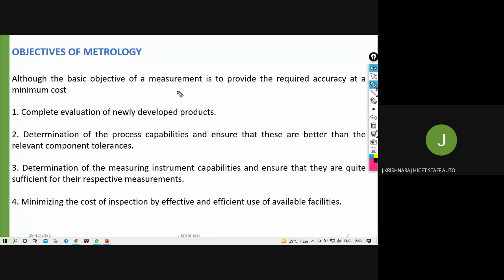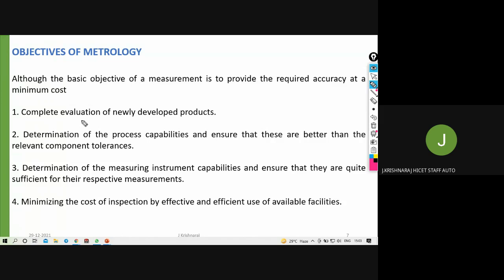So whatever the particular equipment is, it needs to provide accurate values with a minimum cost of production, and to complete the evaluation with newly developed products. We need to keep updating everything, so we cannot use the older things. They keep on measuring, even underwater measuring.